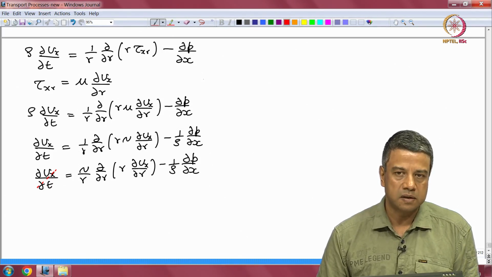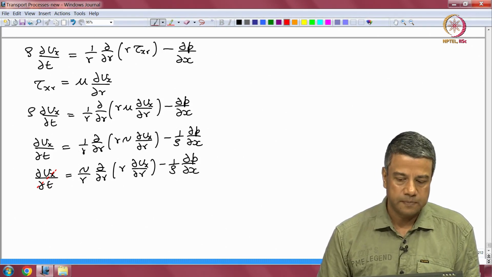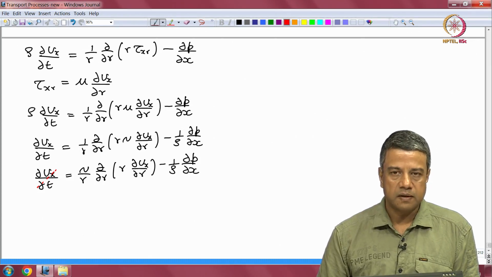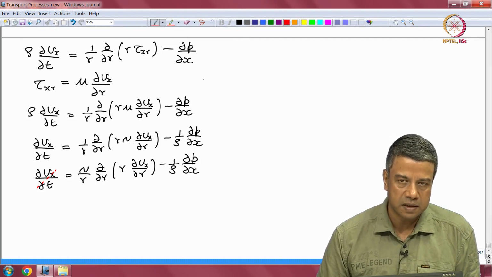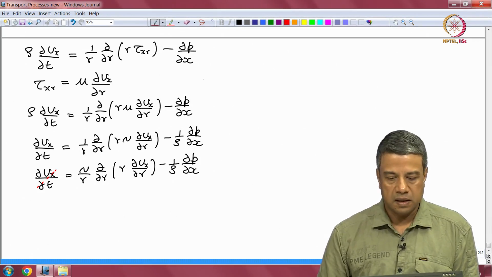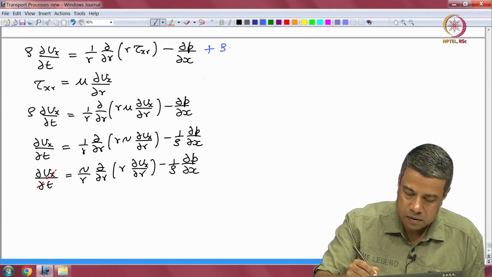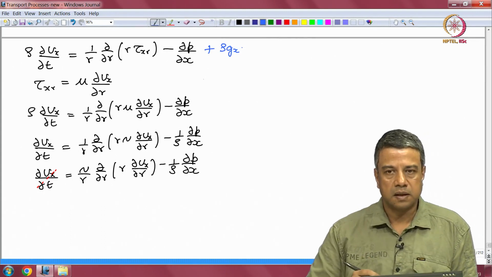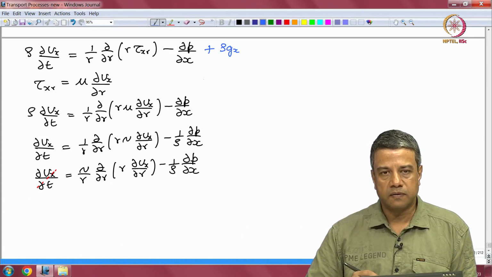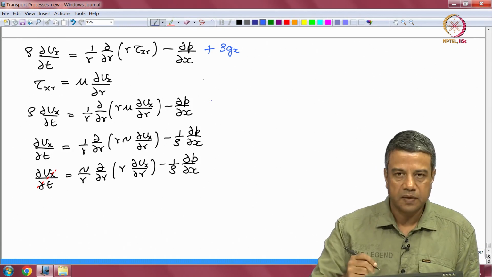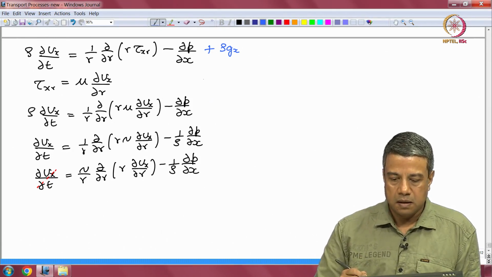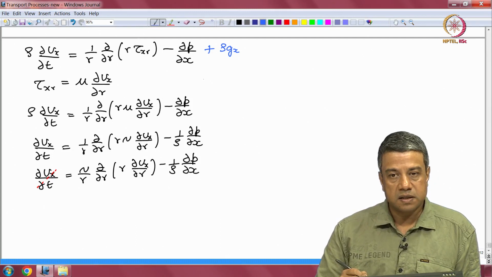If the pipe is horizontal, of course, there is no gravitational force in the x direction; there is a gravitational force only in the radial direction. However, if the pipe is at an angle or vertical, there is a body force in the x direction. And in that case, you would have to add here an additional term rho gx, the component of the body force in the x direction. And rho gx is a constant.